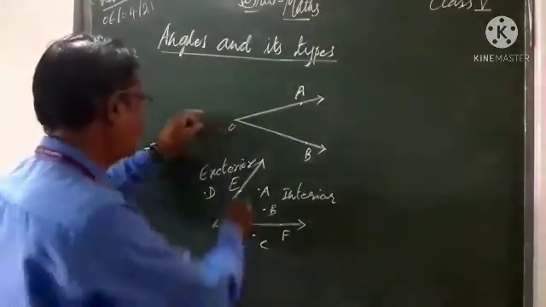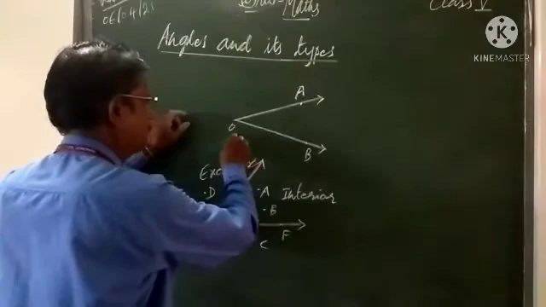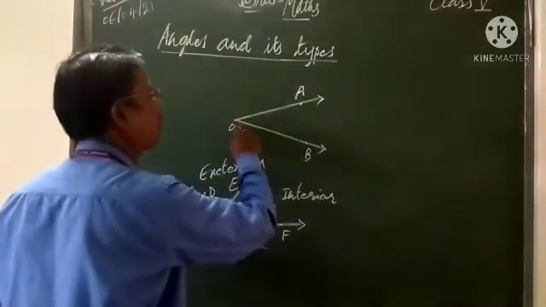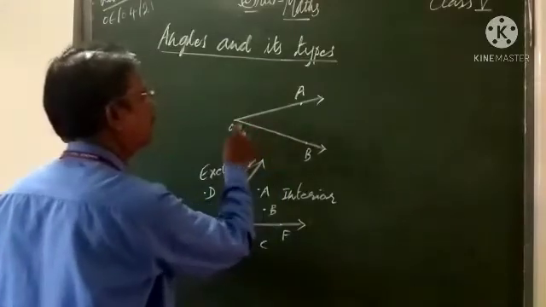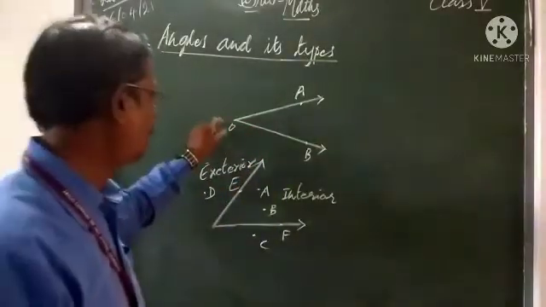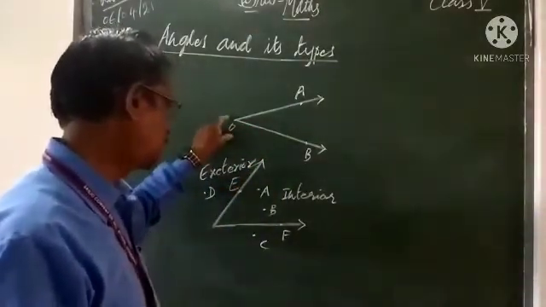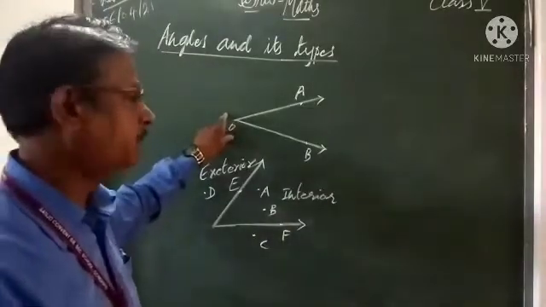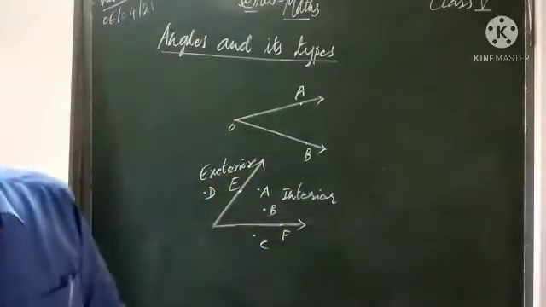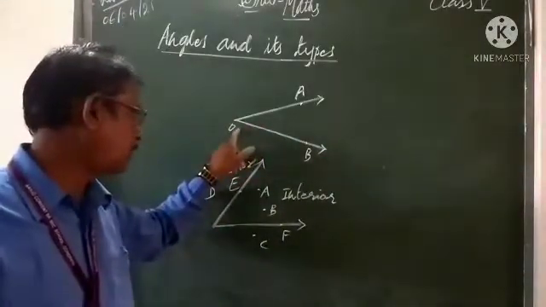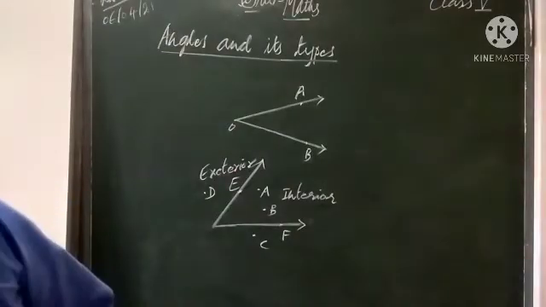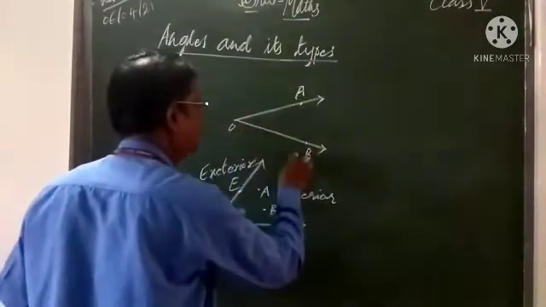So this point O is the common point. Why common point? Because ray OA starts from point O, as well as ray OB starts from point O only. That's why O is called the common point for both rays. Common means same point. Which is the common point of both rays here? O. So ray OA and ray OB make an angle.